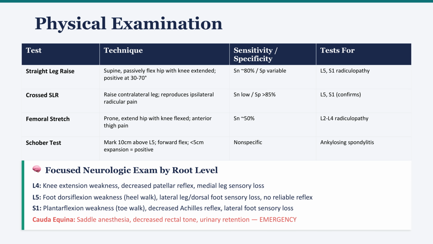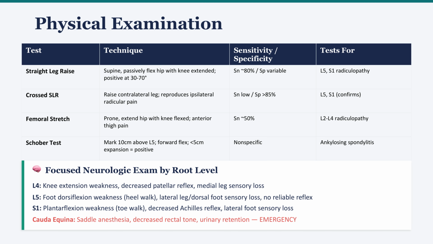Now let us move to the physical examination. The focused back exam should include inspection, palpation, range of motion, and a thorough neurologic assessment. For detecting radiculopathy, the straight leg raise test is your workhorse. With the patient supine, passively flex the hip with the knee extended.